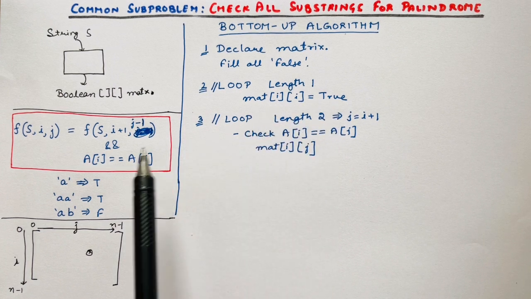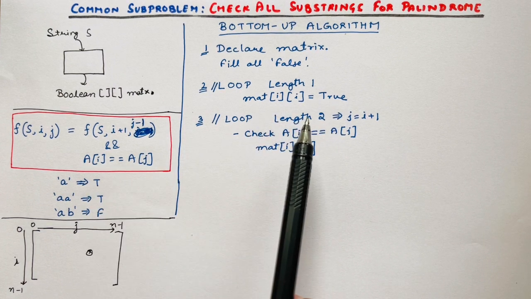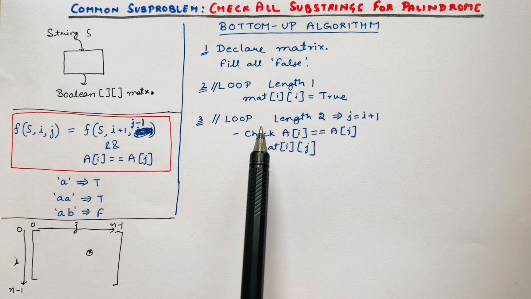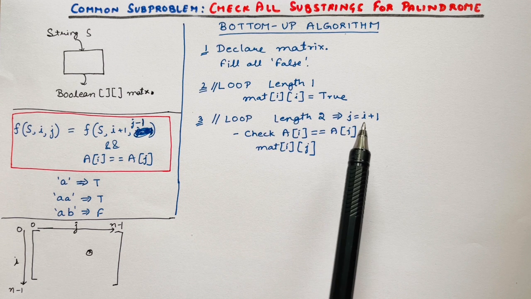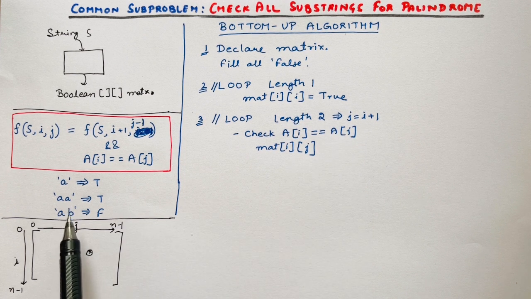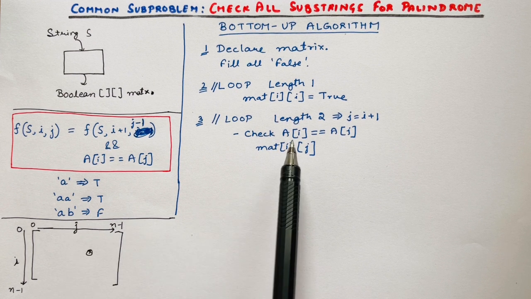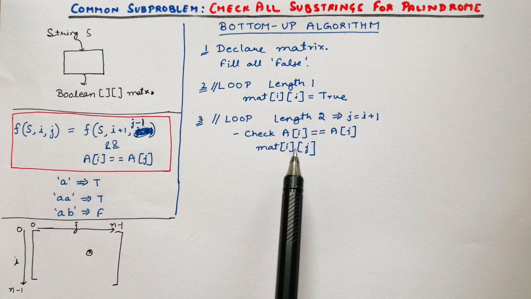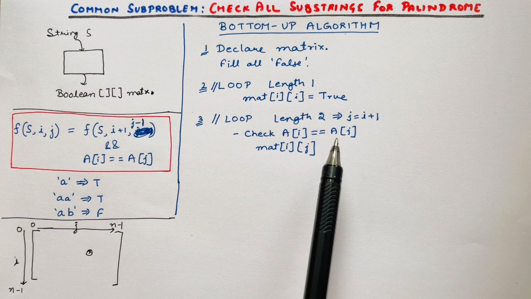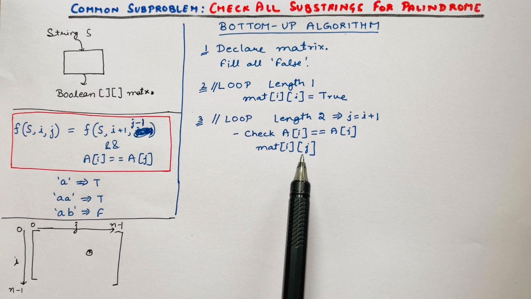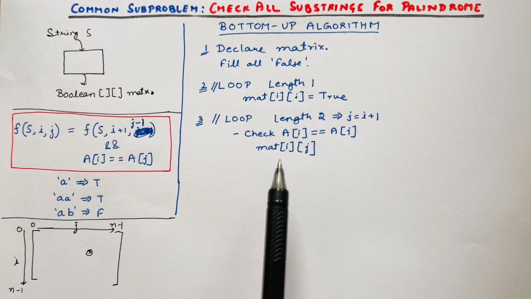The second smallest problem is the length 2 problem. Now to fill length 2, we again loop. For every I, we know that j will be just the next character. And for length 2, we know how to check whether these are palindromes or not. If both the characters are equal, it will be a palindrome. If both the characters are not equal, it won't be a palindrome. So depending on this condition, we fill mat I j, where j is nothing but I plus 1.